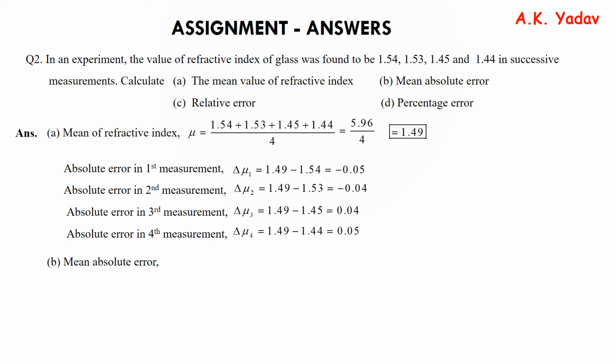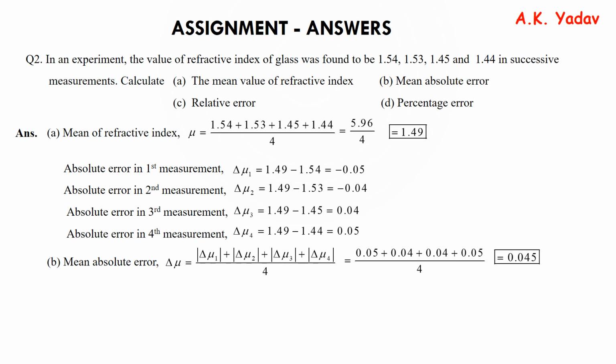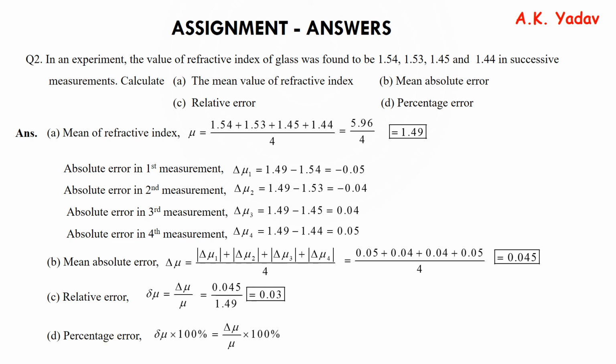We want the mean absolute error. Then what we will do is add all of these values and divide by 4. As I told you earlier, we don't take the negative part here. So 0.045. Relative error will be mean absolute error divided by the mean value, which is 0.045 divided by 1.49, which is 0.03. And the last thing is percentage error, that is relative error into 100%. That will give me 0.03 into 100%, that is 3%.